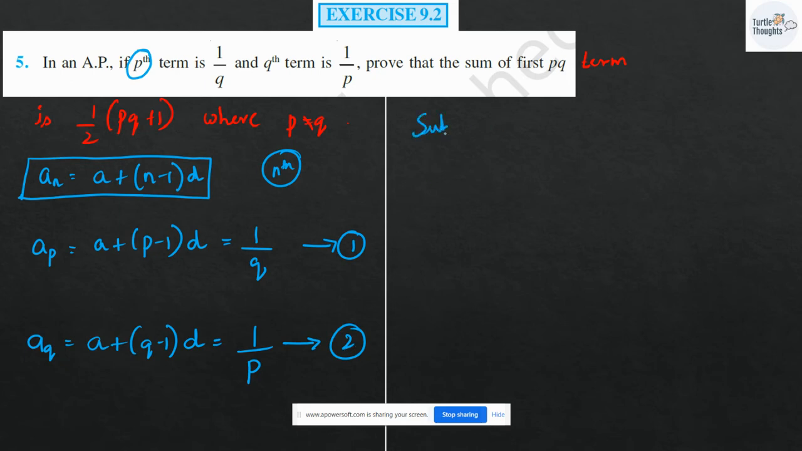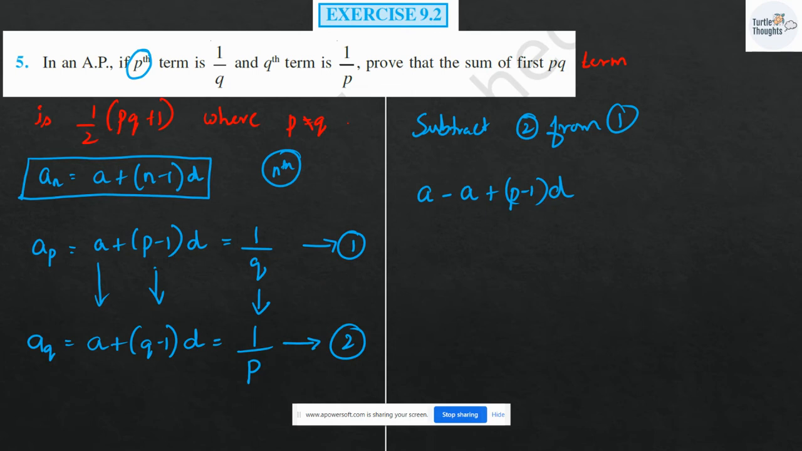Now, let me subtract equation 2 from equation number 1. If I do that, what will I be getting? Here, p minus 1 into d. So, this minus this, I should be subtracting from 1. Okay, if I do that, what will I be getting? I will be getting a minus a plus p minus 1 into d. This minus this minus this, right? This minus this.